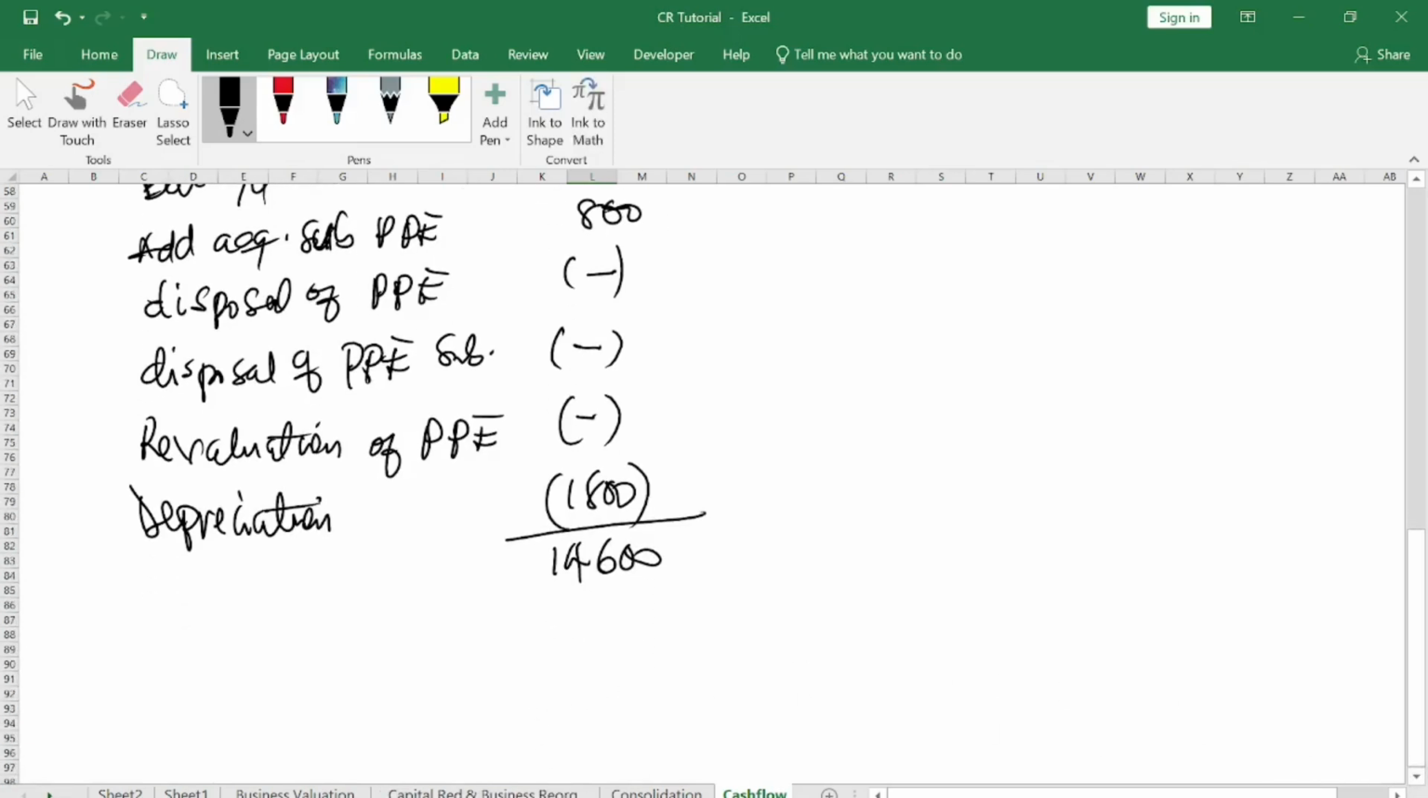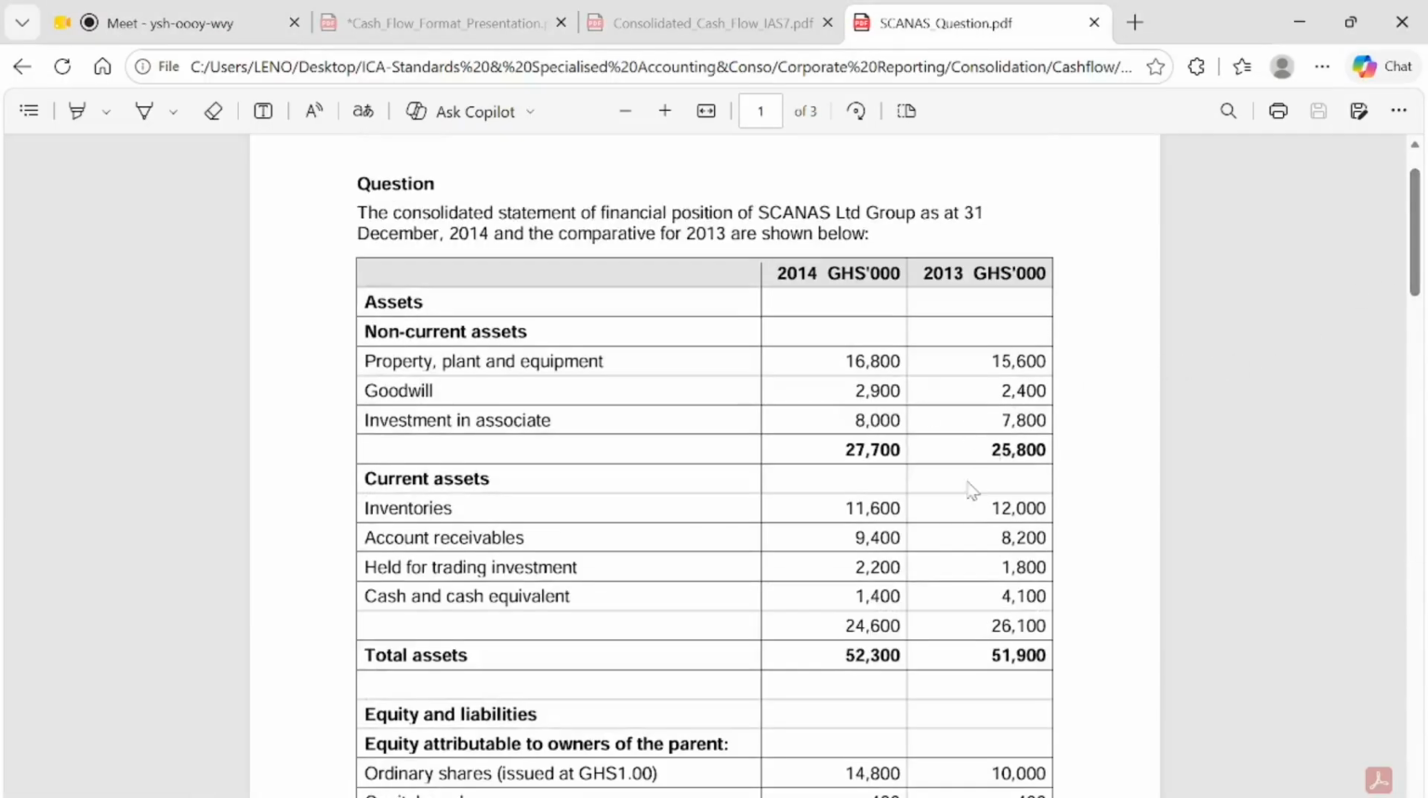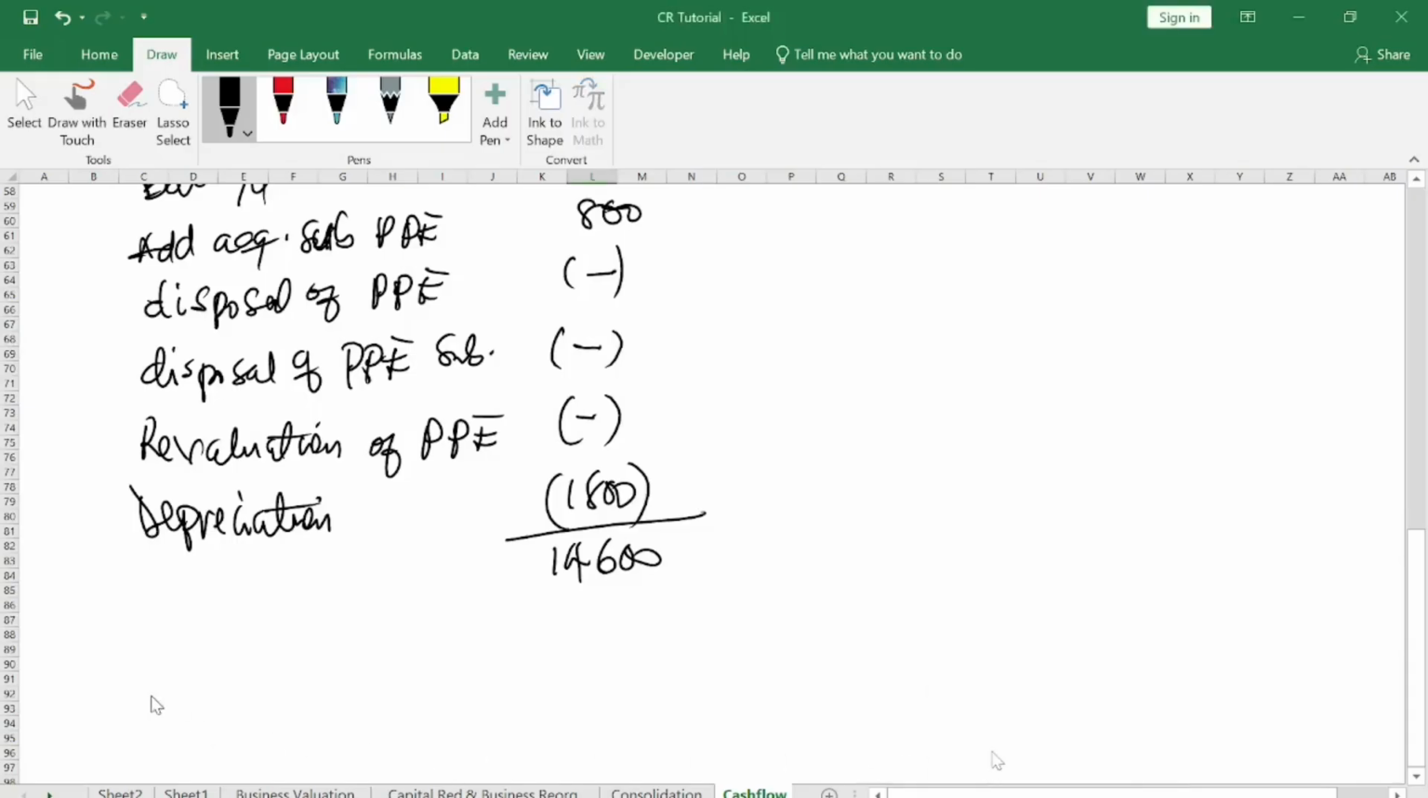Now you go to the current accounting year PPE. What is the current value of PPE? 16,800. That gives you balance CD, which is 16,800. Now, ask yourself, between the two, which one is higher? The closing balance, sir. The closing balance is higher. Have you seen that now?